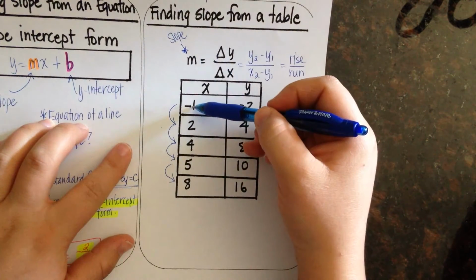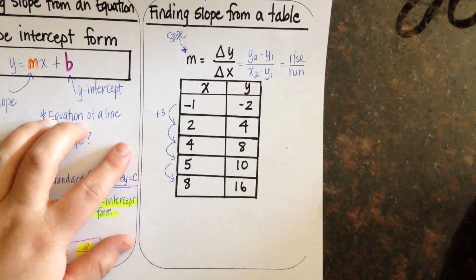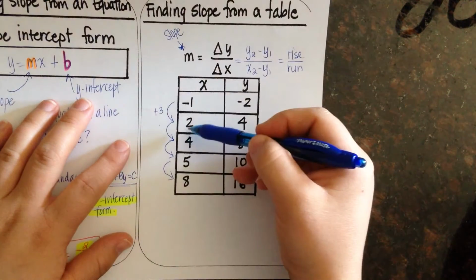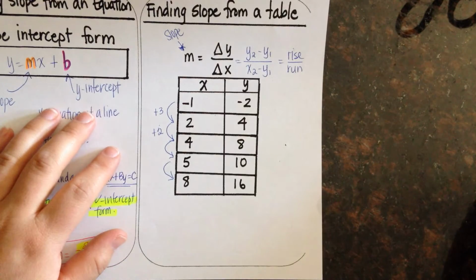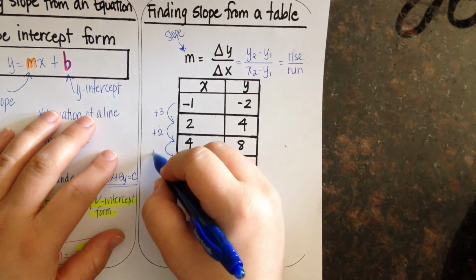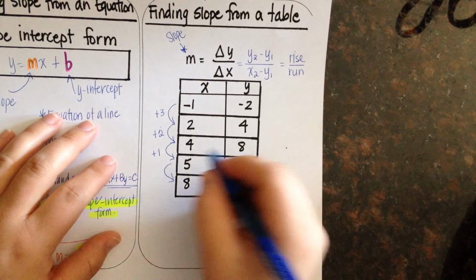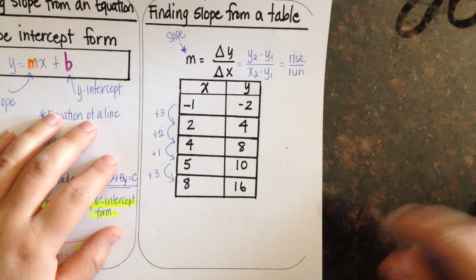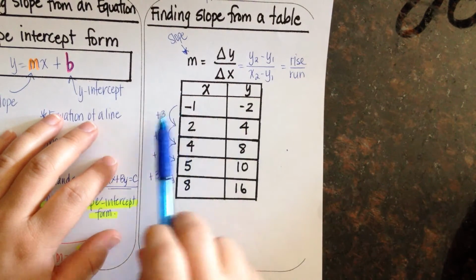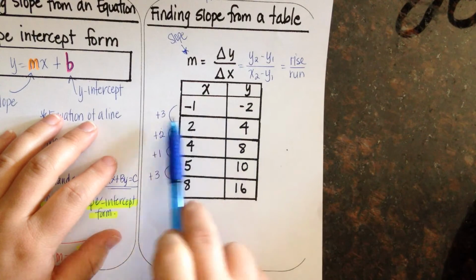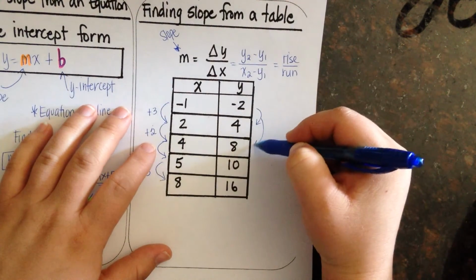Okay, so when I go from -1 to 2, that increases by a value of 3. 2 to 4, it increases by a value of 2. 4 to 5, it increases by a value of 1. 5 to 8, it increases by a value of 3. Now we're not looking for a pattern here, because what we're going to end up doing is comparing the change in y over here and the change in x. Okay, we're going to do the same thing for the y.